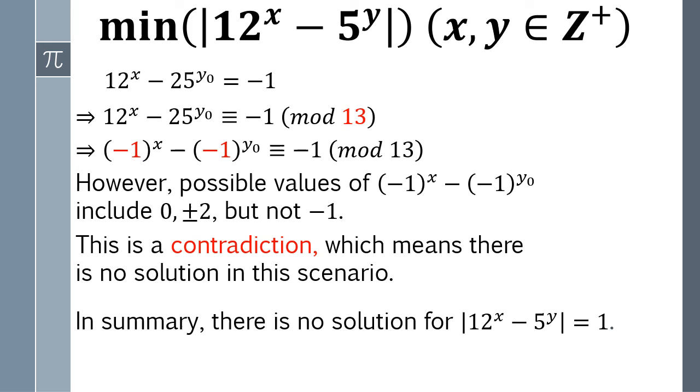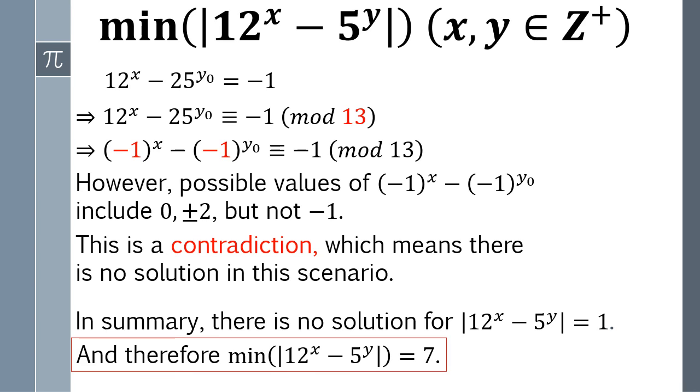So in summary, there is no solution for the absolute value of 12 to the x power minus 5 to the y's power equals 1. Therefore, the minimum value of this expression is 7. And this problem gets resolved.